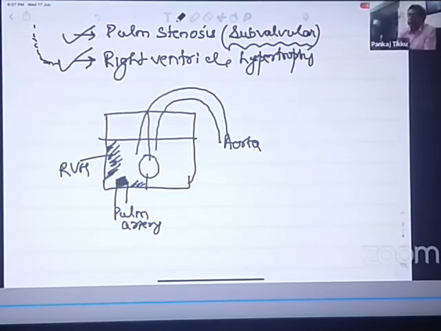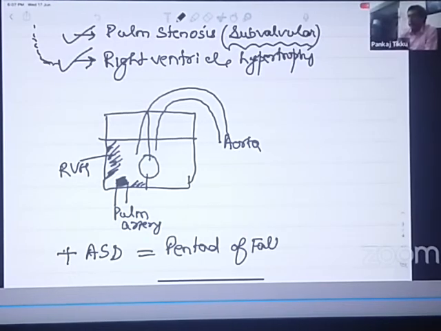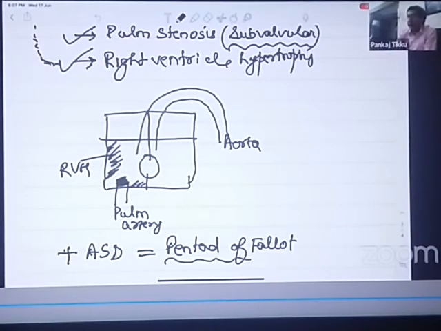Please remember, if you add ASD to these four components, then it becomes what is known as the pentad of Fallot. What is pentad of Fallot? It is the four components of the tetralogy of Fallot plus ASD.